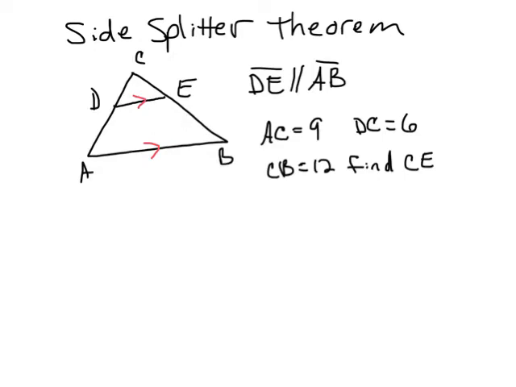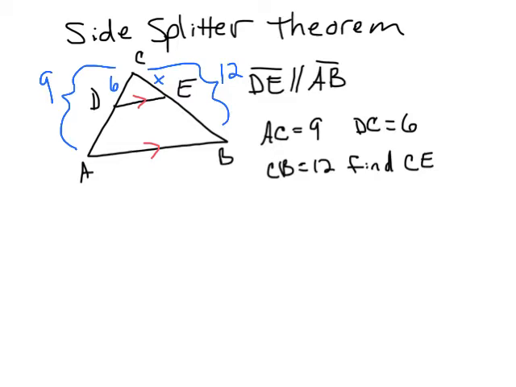Now, to show you that, here's an example. AC is 9, DC is 6, CB is 12, and we want to find CE. So for this first example, I have the entire side length is 9, and DC is 6. CB, that entire side length, is 12. And I'm trying to find CE.